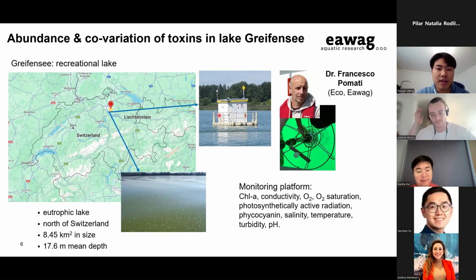And in the middle of the lake, there's a monitoring platform established by Eawag. With this monitoring platform, we can get information on some environmental parameters, such as the chlorophyll a concentration of the algae, the conductivity, and the oxygen in the water.